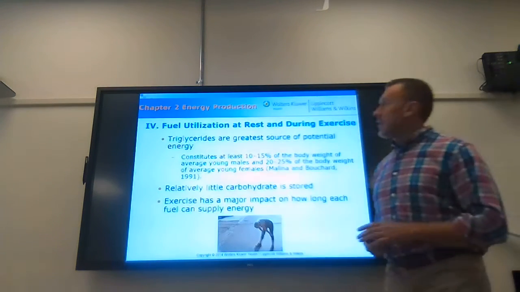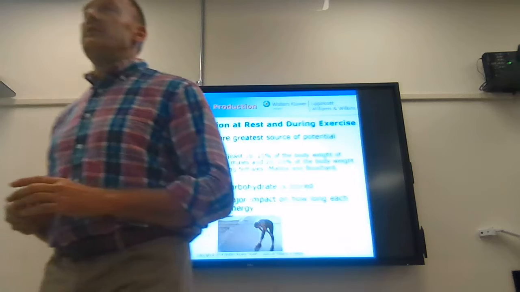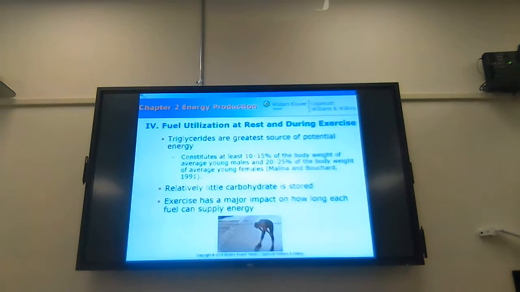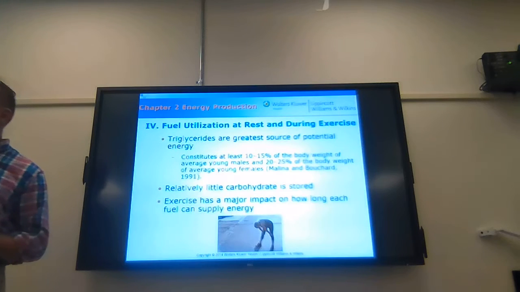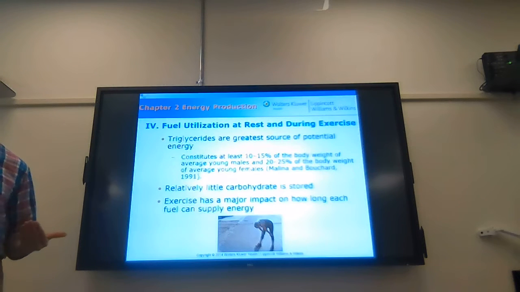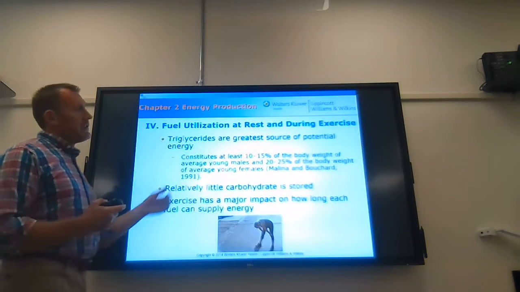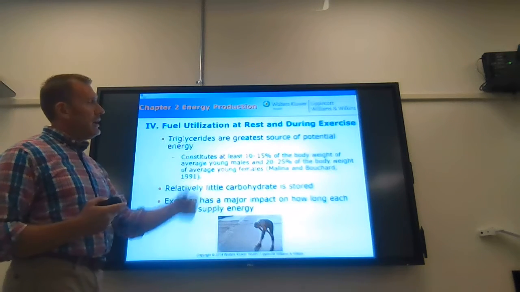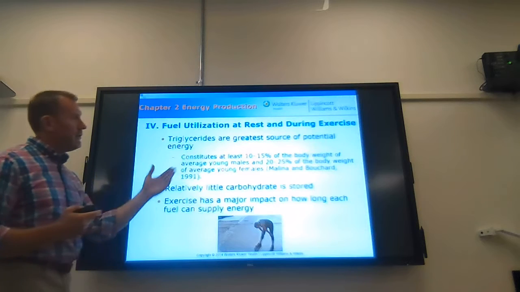Triglycerides are the greatest source of potential energy, a limitless supply. We store triglycerides in adipose cells as well as in muscle cells. They constitute at least 10 to 15% of body weight in average young males, and 20 to 25% of body weight in average young females.